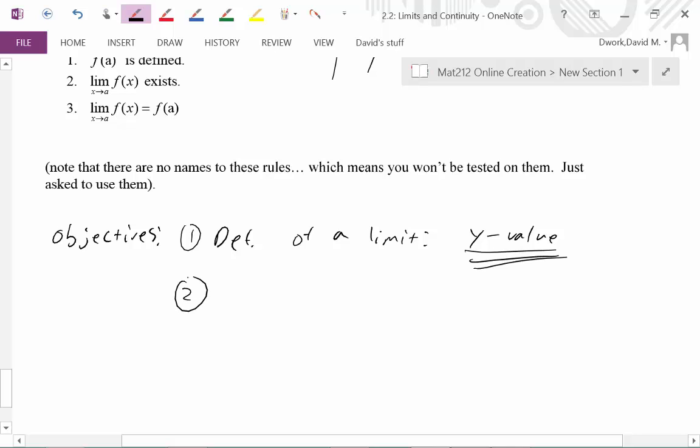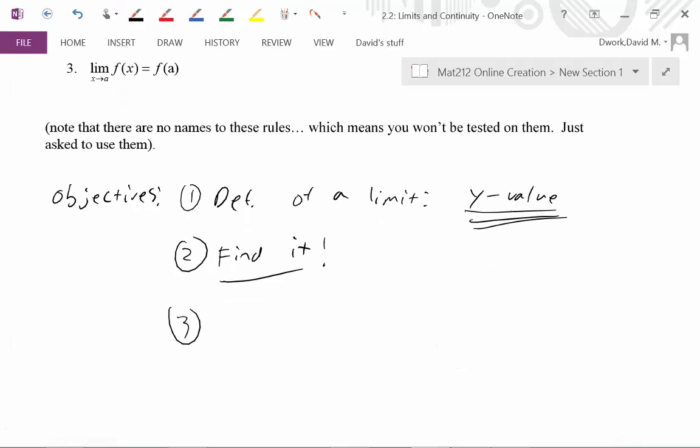Okay. Objective number 2. Can you find a limit? Can you actually, if I give you a graph, a function, or a table of values, think of all the different ways that I could represent information and say, can you find it? Do you know how to find it? Do you know all the techniques? And objective number 3 is, if I start talking about continuity, do you know what we mean?